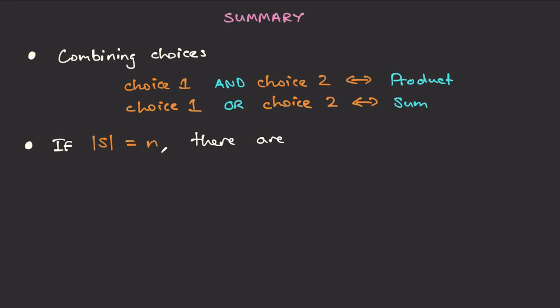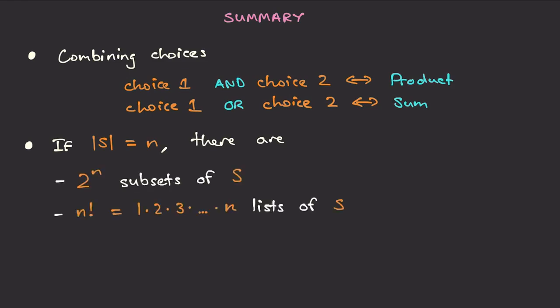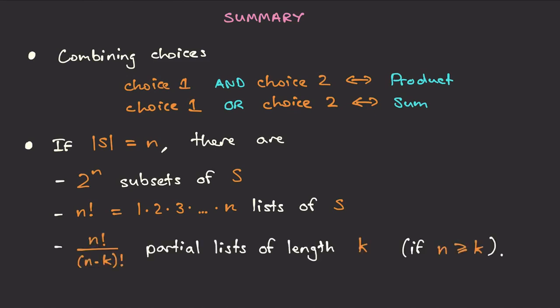We saw that if you have an n-element set S, then S has 2 to the n different subsets. It has n factorial different lists, n factorial meaning 1 times 2 times 3 all the way up to n, and that it has n factorial over n minus k factorial partial lists of length k, provided n is at least k. Next lecture, we'll see how to combine some of these ideas to count subsets of S of a given size.